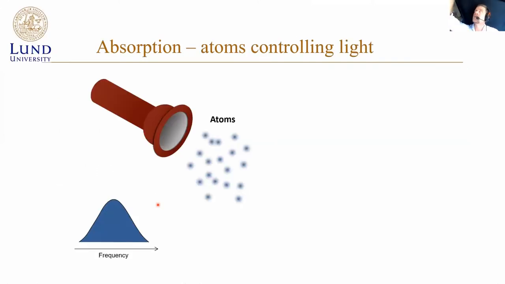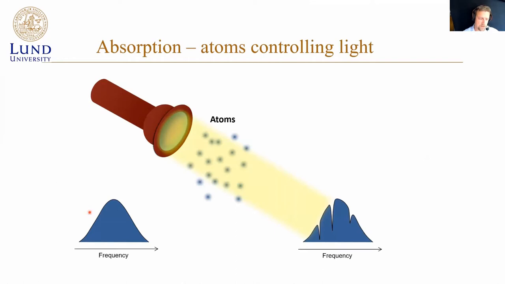But back to how the technique works. We actually want to use atoms to control light. And the simplest way to do that is through absorption. When we send in light through an ensemble of atoms with some frequency, a broadband frequency, a white light, we get the fingerprint. We see what atoms we had. We see a nice absorption line. So this tells us what atoms we had, how many of them we had. So in a sense, we control the light by changing the frequency of the input light, output light.